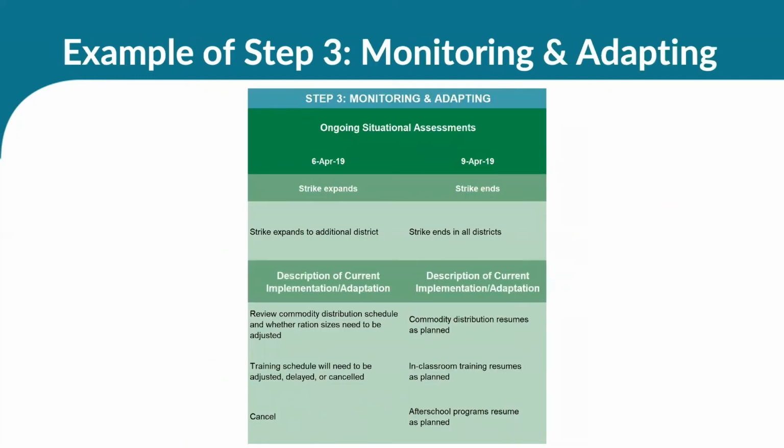Here's a completed example of documentation for the monitoring and adapting step. In the first column, the team recorded when the strike expanded to another district and how their interventions were adapted for this scenario. In this example, the strike ended just 3 days later, which the team documented in the next column, and they were able to resume their interventions as originally planned.